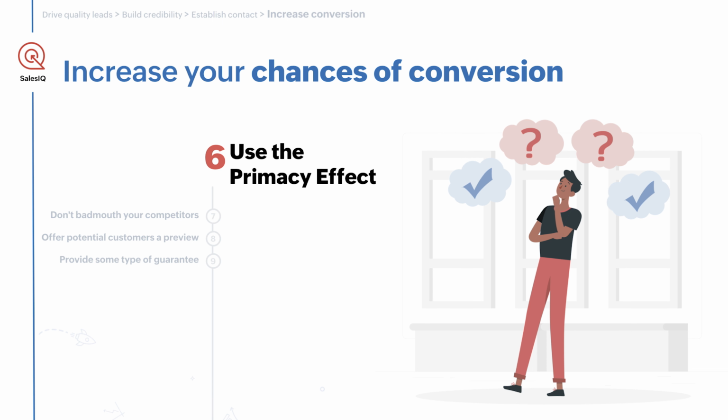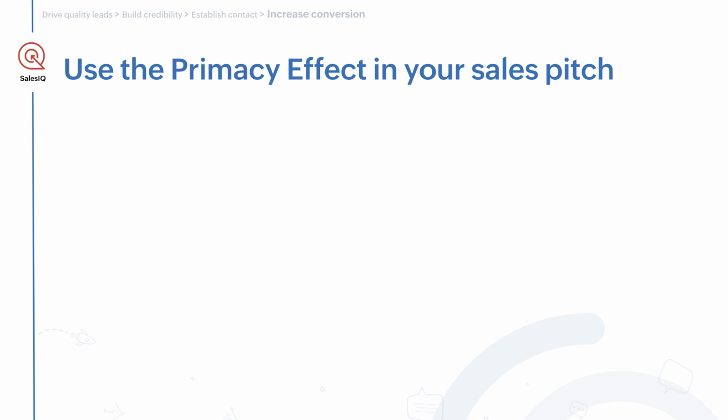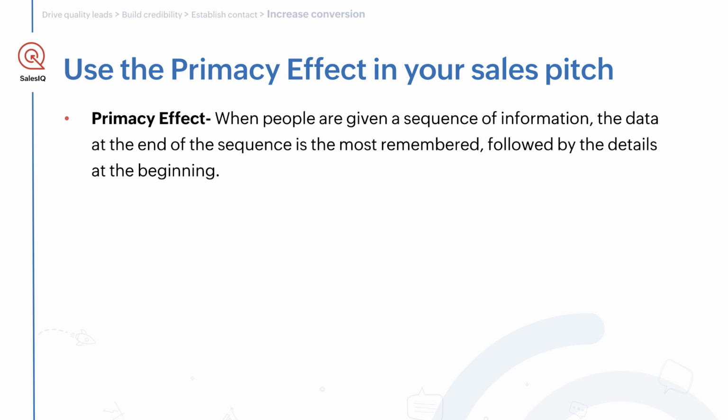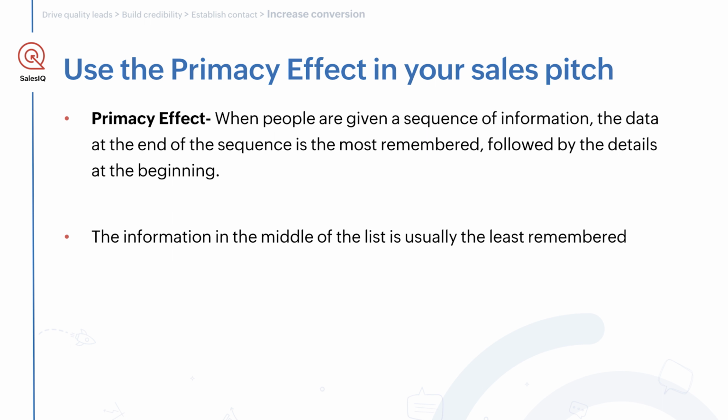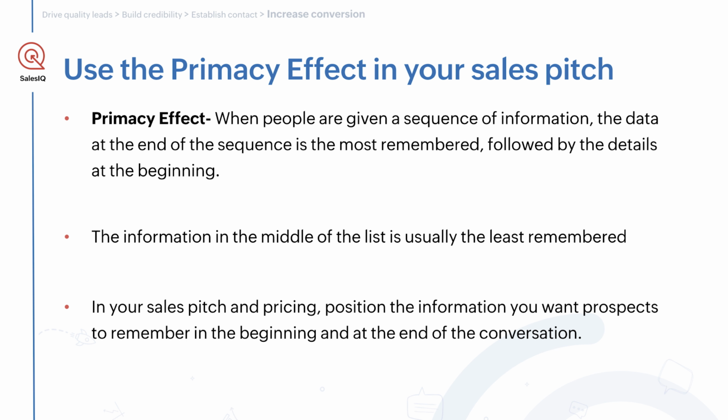So the next one, use the primacy effect in your sales pitch. Now, have you noticed that when you're presented with a series of information, you're more likely to remember what was said at the end, followed by what's said in the beginning? And you're most likely to forget the information in the middle of the list. Now, this is a general trend and is called the primacy effect. So in your sales pitch and pricing, try to position the information that you want prospects to remember in the beginning and at the end of the conversation. And if there's any unsavory details, pack it right in the middle.